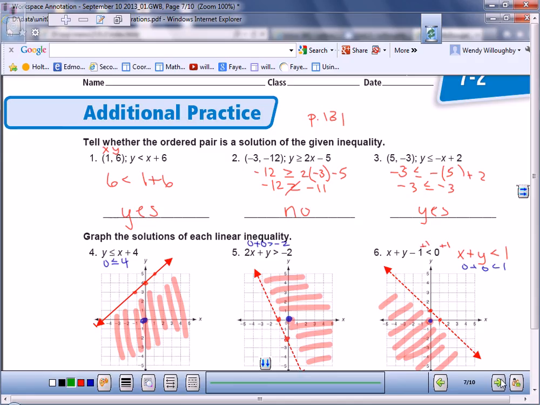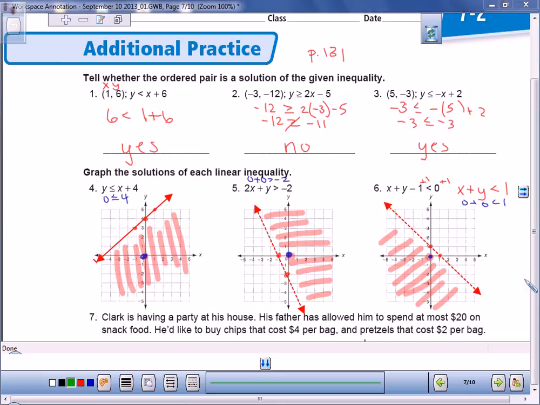Workbook. Now, this was complete and total review from last year. Did you remember it, or did you have cobwebs in your brain? You remembered it? Excellent. Okay, so testing the point to see if it made a true statement. If it did, then yes, it is a solution. If it made a false statement, then no, it is not. Any questions about 1, 2, or 3? Okay, 4, 5, and 6.